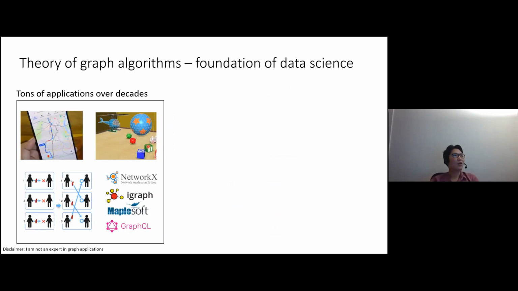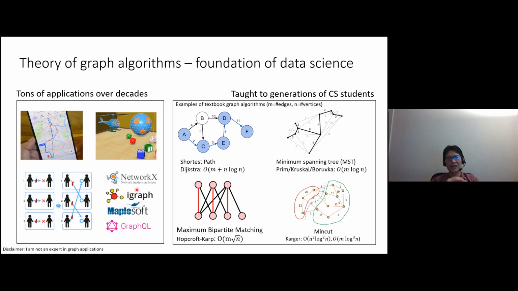So now, if you have a background in computer science, hopefully you agree with me that the theory of graph algorithms is a foundation of this field. First of all, they have tons of applications, as I mentioned before. This is a new picture, but again, this is an example of cut algorithms. And there are many libraries devoted just to graph data or graph algorithms, like NetworkX, iGraph, and so on. And another thing is, if you did your undergrad in computer science, you probably have seen some of these algorithms. So now let me read some of these out loud and just state the running time, just so that it reminds you of some of the basics.